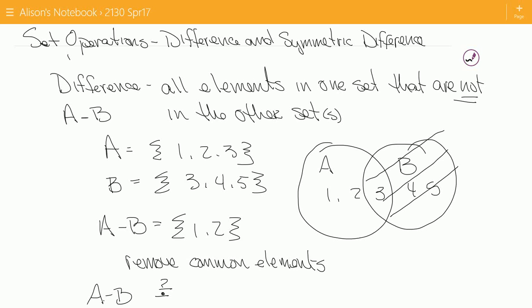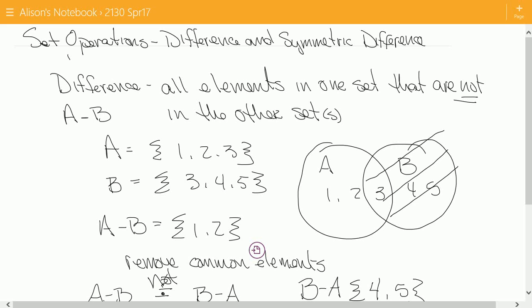Now, do you think that A minus B, or A difference B, is going to be equivalent, I'll put a question mark here, to B minus A? Would you expect those two values to be the same? Well, the idea is that if I start with B and I remove everything in A, I'm pretty sure that B has a 4 and it has a 5. I'm going to start with B and I remove the common element, and that common element is 3.